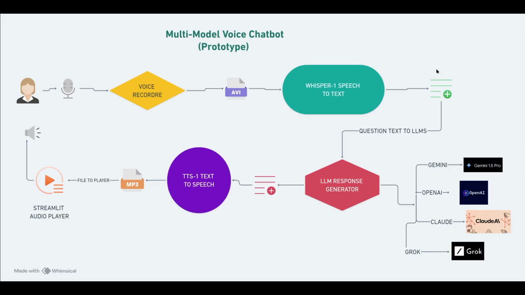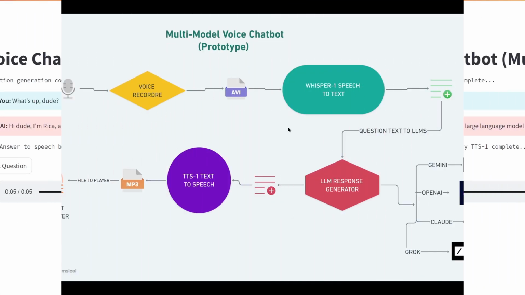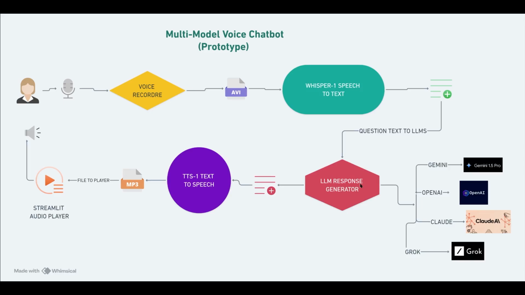Okay, and once we have our text question, we just hand that over to our LLM response generator. And this generator then gives us a choice of multiple models, as we saw here, right here in the sidebar, where we get to choose our model. And depending on those choices, this LLM response generator sends the request, the text question, to either Gemini, OpenAI, Claude, or Llama 3.1 via Groq.